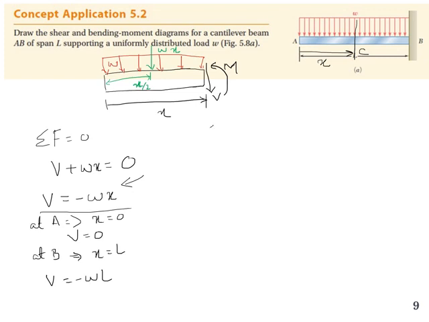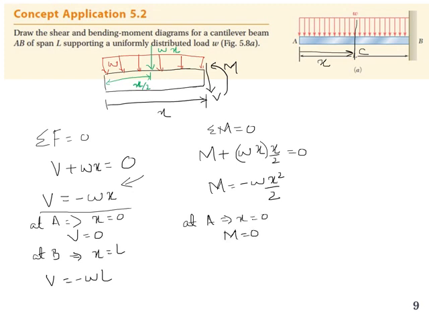Now if we consider sum of moment equal to 0, we can write M plus Wx, the force, and the distance is simply X by 2, and this will be equal to 0. So force multiplied by distance is equal to 0. So M we can write as minus Wx square by 2. Now, again, at A, where X is equal to 0, the moment is equal to 0, and at B, where X is equal to L, the moment is minus WL square by 2.